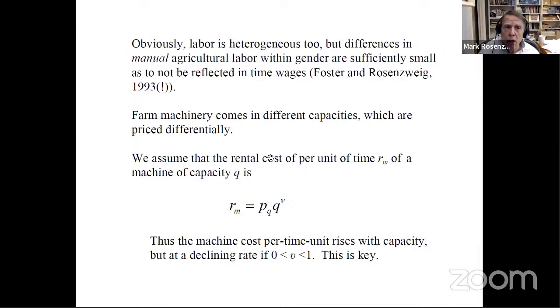Now, obviously, if pricing was linear, it really wouldn't matter whether you use a 4-row or an 8-row harvester, leaving aside the labor costs associated with driving the machine, okay? But we're going to assume that the rental cost per unit of time R sub M, M is the time a machine is used, is equal to a base price P for a machine of capacity Q, and then it's a function of the capacity in a nonlinear way, where nu describes the nonlinear relationship between capacity and the rental price of the machine. And as long as nu is less than 1, there are economies of scale in the capacity of machines in terms of costs.